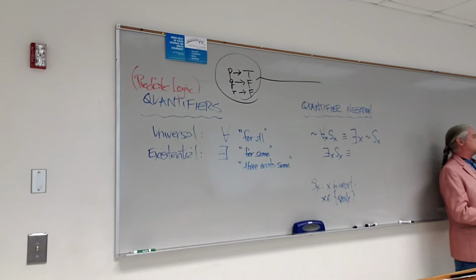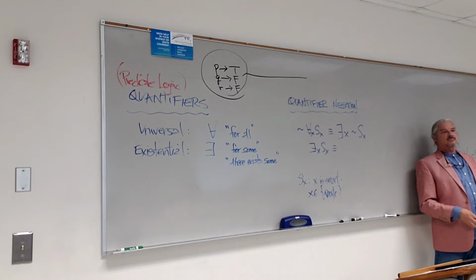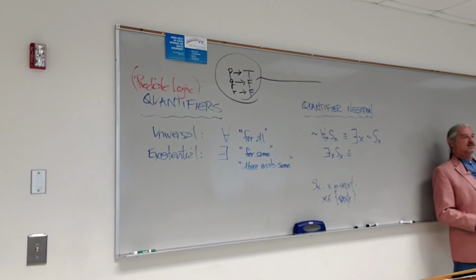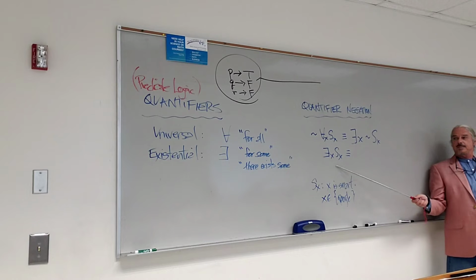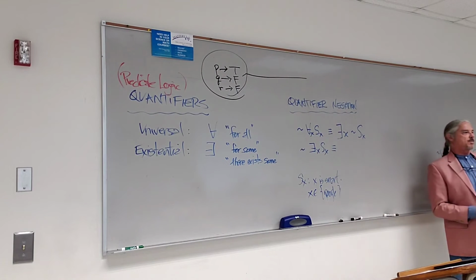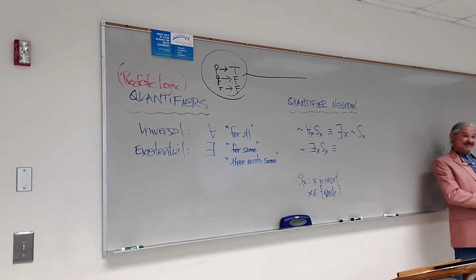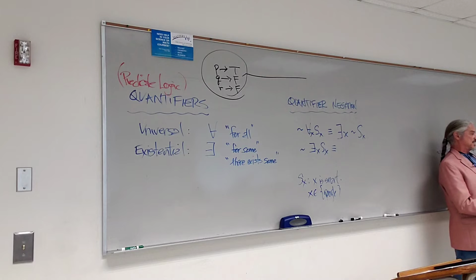Now, what would be a way to negate that statement? Some people are smart. What would you need? Some people are smart. Now I'm going to negate that. What's the opposite of some people are smart? Some people are dumb. No, that's not. It's not going to be some people are dumb.